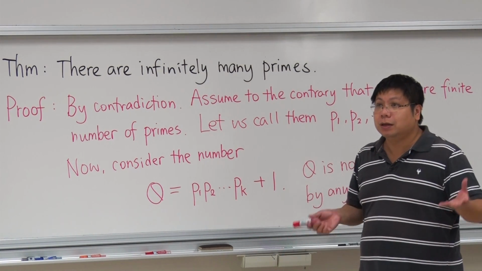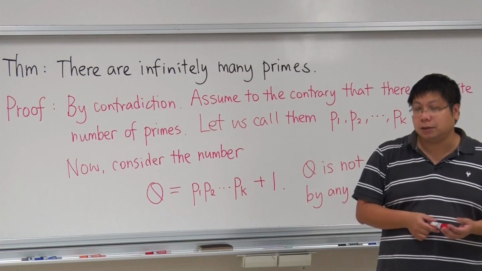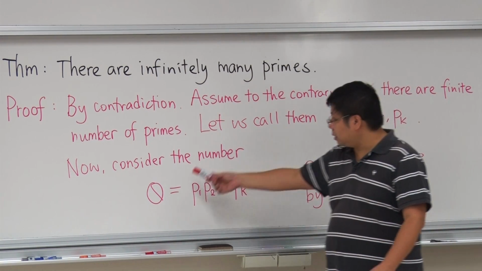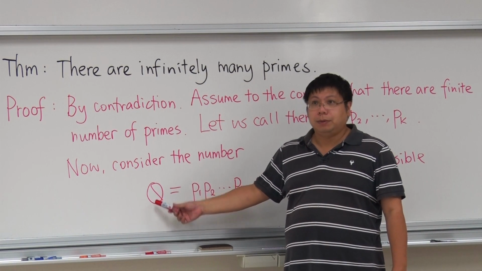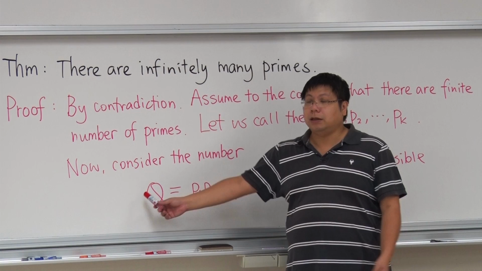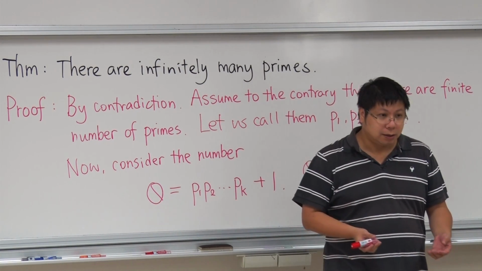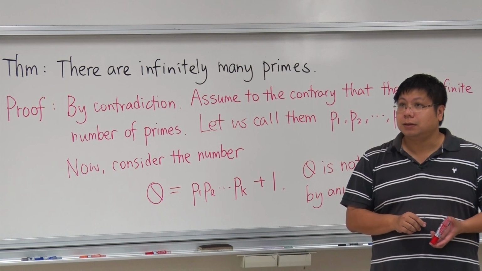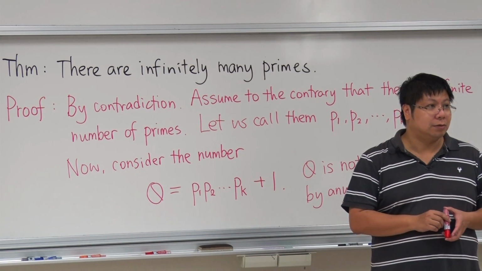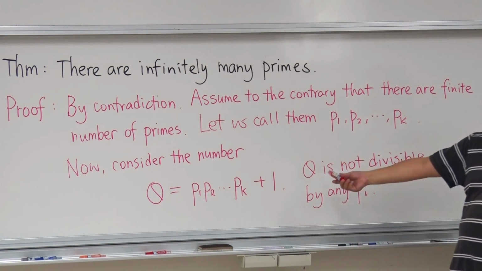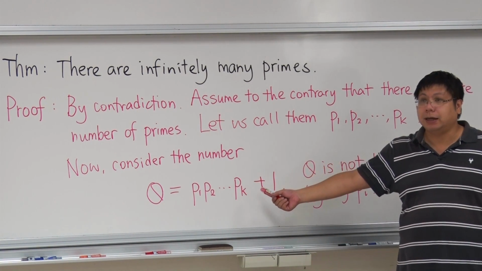p1 is greater than 1. Any prime number is greater than 1. So 1 cannot be a multiple of p1. So in that sense, p1 cannot divide q. p2 also cannot divide q. So none of the primes that we know divide q. What does that mean? Either we have missed some prime factors of q, which we didn't list out, or q is a prime by itself.